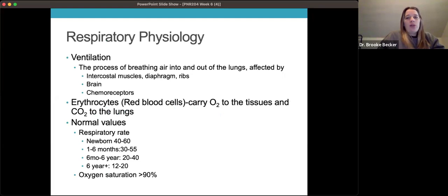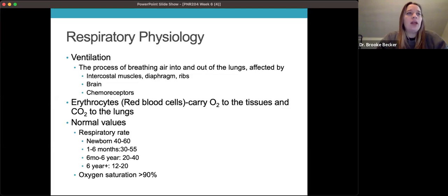Okay, so respiratory physiology, ventilation, that's the process of breathing air in and out, right? So it involves the intercostal muscles, so those muscles between the ribs. It involves the diaphragm, the ribs themselves, the brain, and then multiple chemoreceptors, right, to kind of cue that body based off the amount of oxygen and the amount of CO2 return to be breathing in and out. Red blood cells, that's what carries your oxygen to the tissues and your CO2 to your lungs, okay?